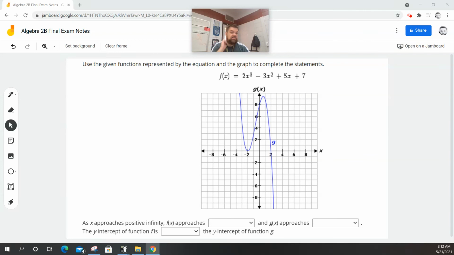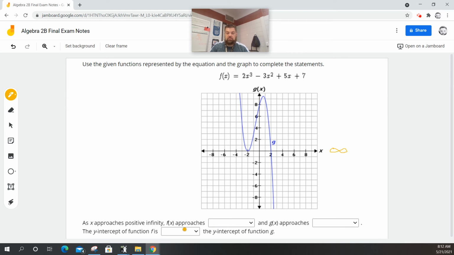All right, so for this one, it says use the given functions represented by the equation and the graph to complete the statements. As x approaches infinity, that means we're going to read the graph going left to right. We're going to go this way. So what they're saying is as x approaches infinity, approaching infinity in the x direction is going to the right.